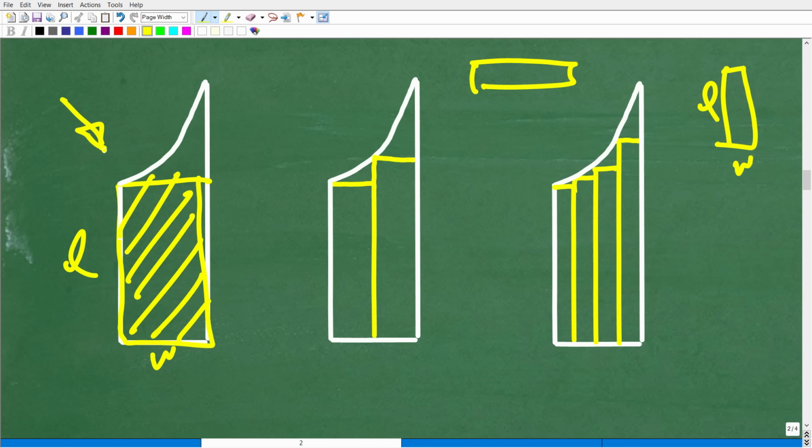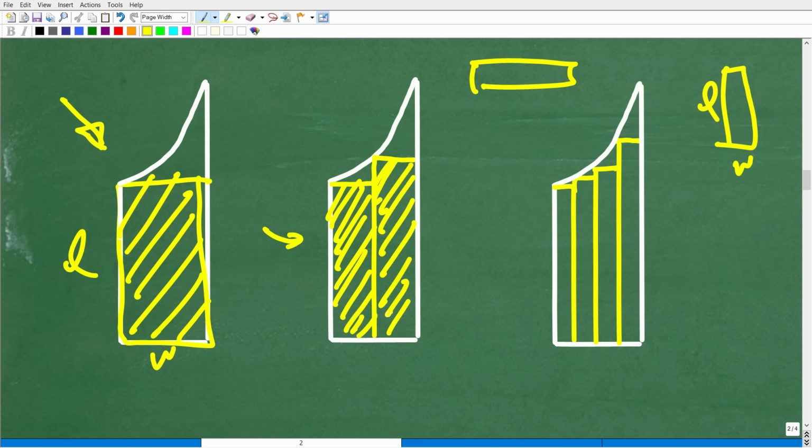But what if we use two smaller rectangles? Well, we could go like this. We can find the area of this rectangle and then the area of this rectangle, and this should give us a better estimation than just using one big rectangle. Well, if we see a pattern here, we could use smaller rectangles to get a better fit for this shape. So if we had this little rectangle here, and then this one here, and this one here, and this one here, we're getting closer and closer to the shape.